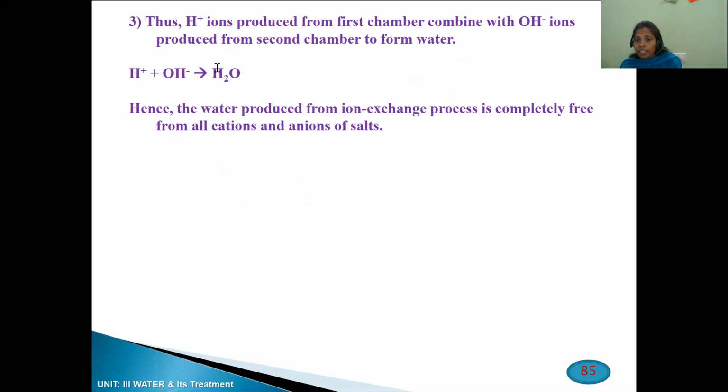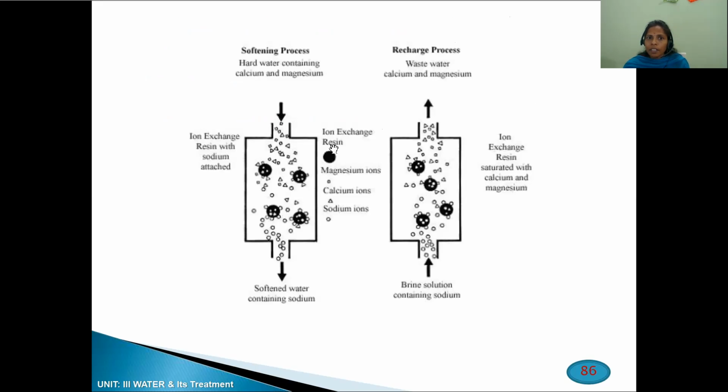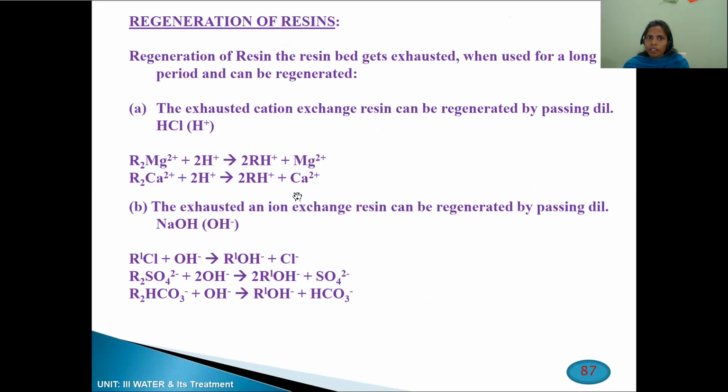What is meant by the deionized water? The water which is free from the ions, the water which is free from the hardness causing ions, that is called the deionized water. So hence the water produced from ion exchange process is completely free from all cations and the anions of salts. This is ion exchange method. Now we are having the diagram. Already I explained the diagram. Now let us see the regeneration.